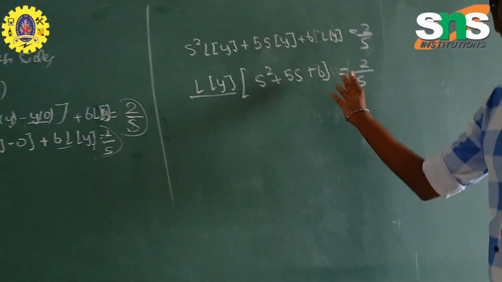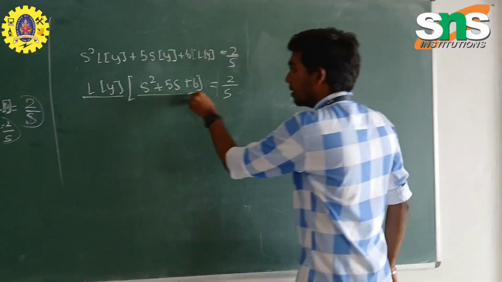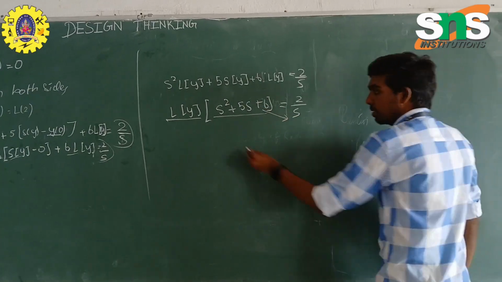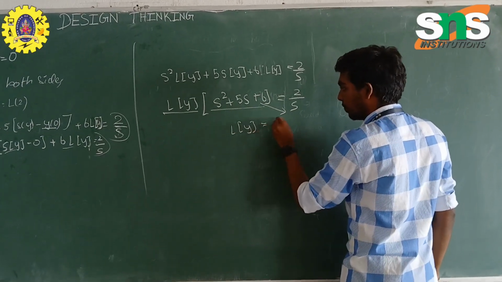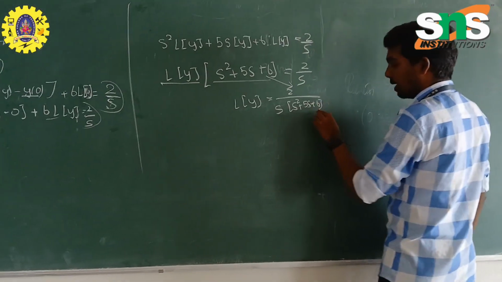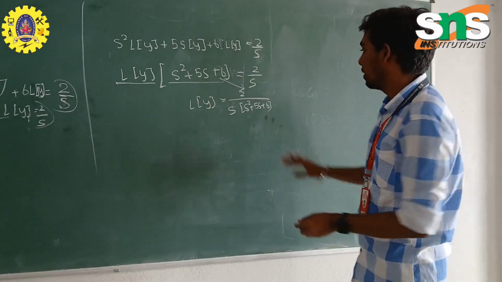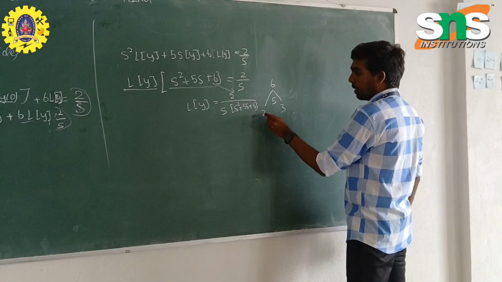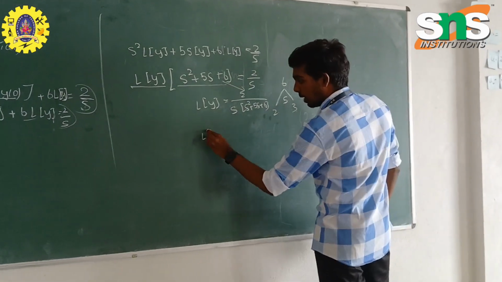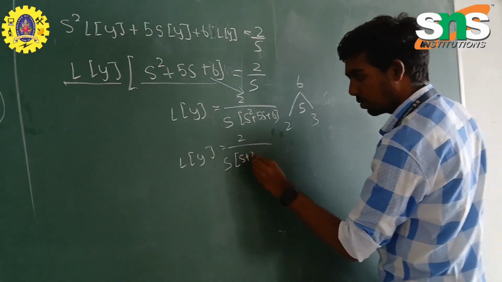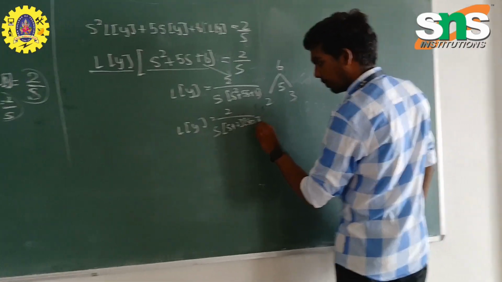Right. Actually, we have separated the Laplace equation and taken L of y as common. We have a factorizable equation, that is s square plus 5s plus 6. Dividing by it, L of y is equal to 2 by s into s square plus 5s plus 6. It is a factorizable equation. That is, 2 into 3 gives 6, and by adding these you get 5. So L of y is equal to 2 by s into s plus 2 into s plus 3.